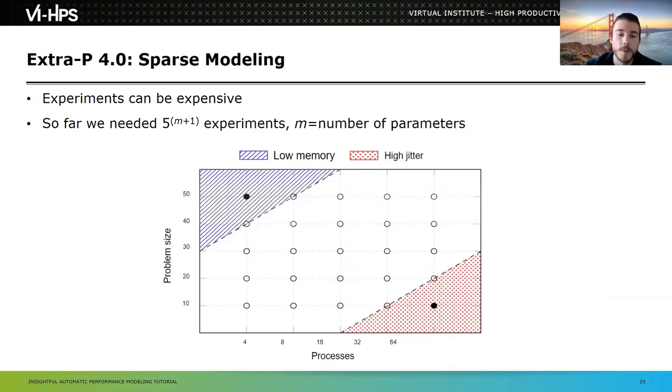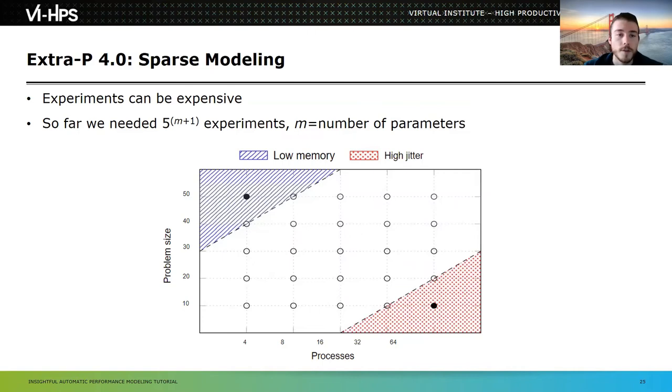And another problem that you might run into is if you want to profile your application, let's say, for a small number of processes, but for a large problem size, you could run into memory issues. So maybe you don't have enough memory on one node, or the application runs so fast, if you're using a large number of processes and a small problem size, that you're actually measuring just jitter, system jitter.